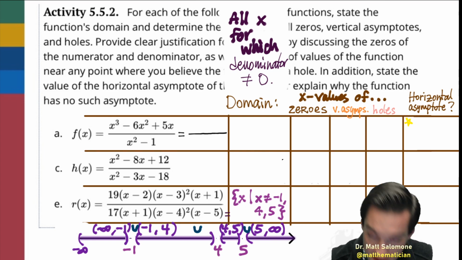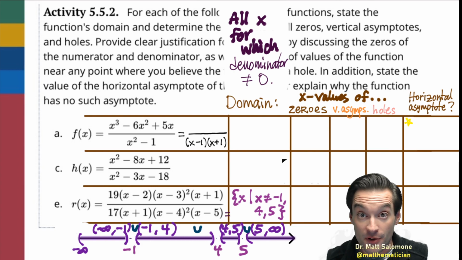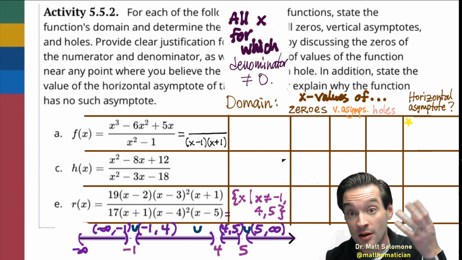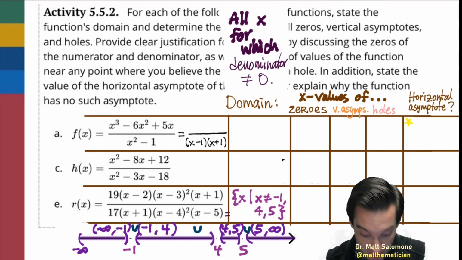So what about x squared minus 1? How do we factor x squared minus 1? Well, that's a difference of two perfect squares. And a difference of two perfect squares can always be factored as the product of the sum of their square roots and the difference of their square roots. X squared minus 1 is the product of x minus 1 and x plus 1. So there's that denominator in its factored form.